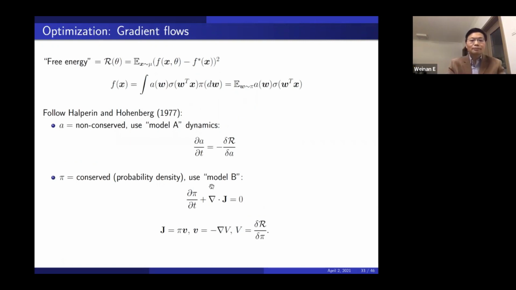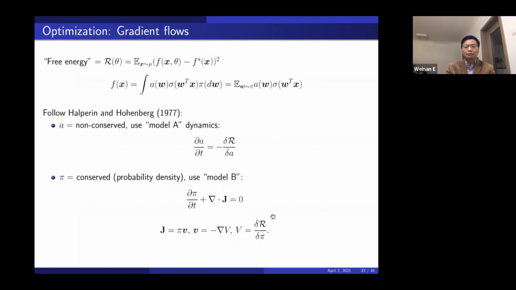So now with these kinds of representations, we want to minimize the free energy. In order to minimize the free energy, we want to define some gradient flow. In order to define the gradient flow, we need to distinguish the kinds of parameters we have. For example, in this representation, A and W are very different kinds of parameters. W is a probability distribution. So when we define the gradient flow, we need to make sure that the gradient flow produces probability distributions. So we do it this way.